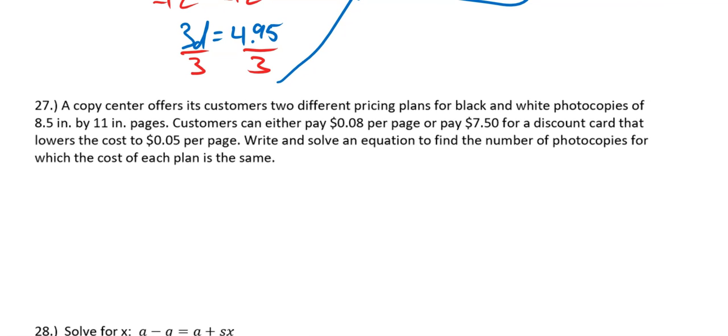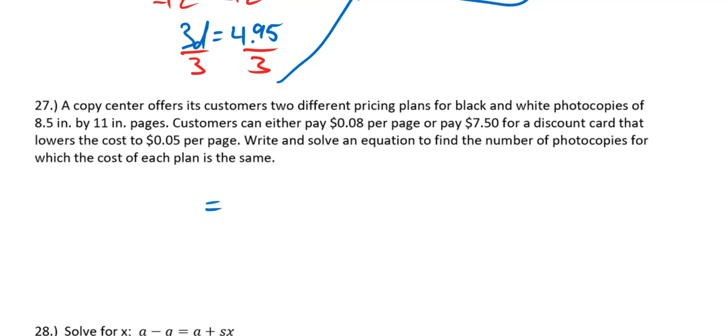If I look at this one, a copy center offers its customers 2 different pricing plans for the black and white photocopies of 8.5-inch by 11-inch pages. Customers can either pay 8 cents per page or pay $7.50 for a discount card that lowers the cost to 5 cents per page. Write and solve an equation to find the number of photocopies for which the cost of each plan is the same. Okay? And so if we think about this for a second, we want to set these equal to each other.